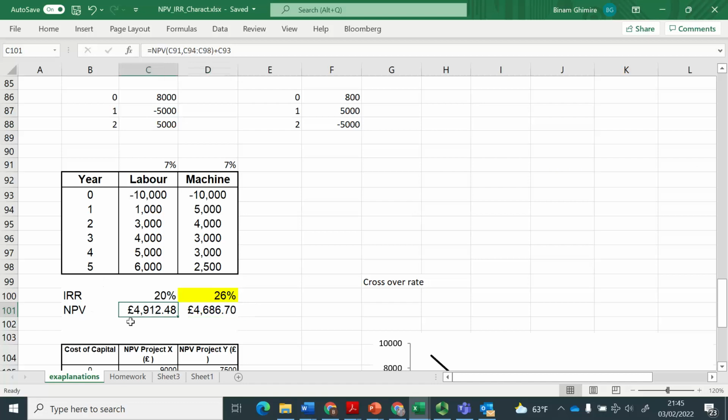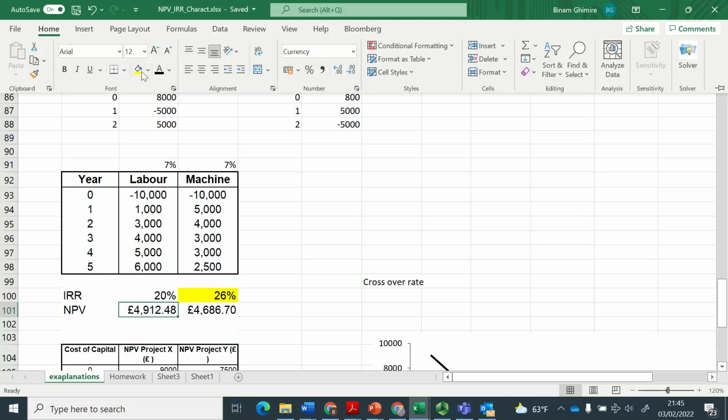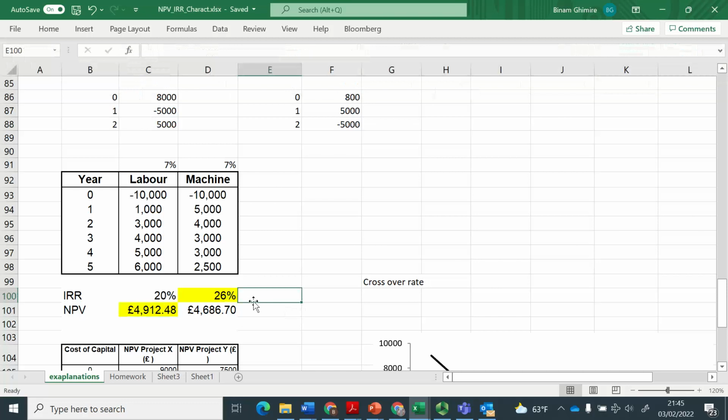Now NPV is higher for labor project. So according to NPV, it should be labor project that should be taken. According to IRR, it should be machine project that should be taken. So this is confusing. Why are they not giving consistent results? It is so because this 7% is lower than the crossover rate.